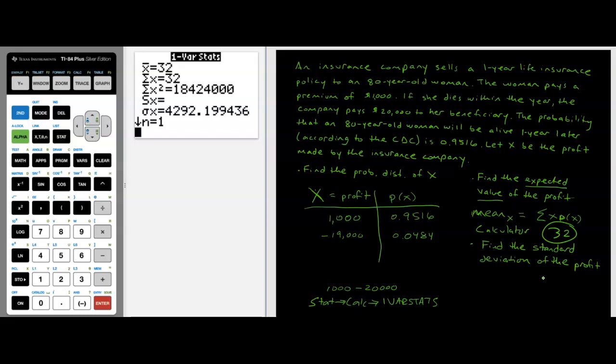And the standard deviation of that is pretty big. You can see that the standard deviation is 4,292.199, which kind of makes sense given the wide discrepancies between the two possible profits that the insurance company can make. So that is how I'm going to encourage you guys to compute the expected values and the standard deviations using the calculator.